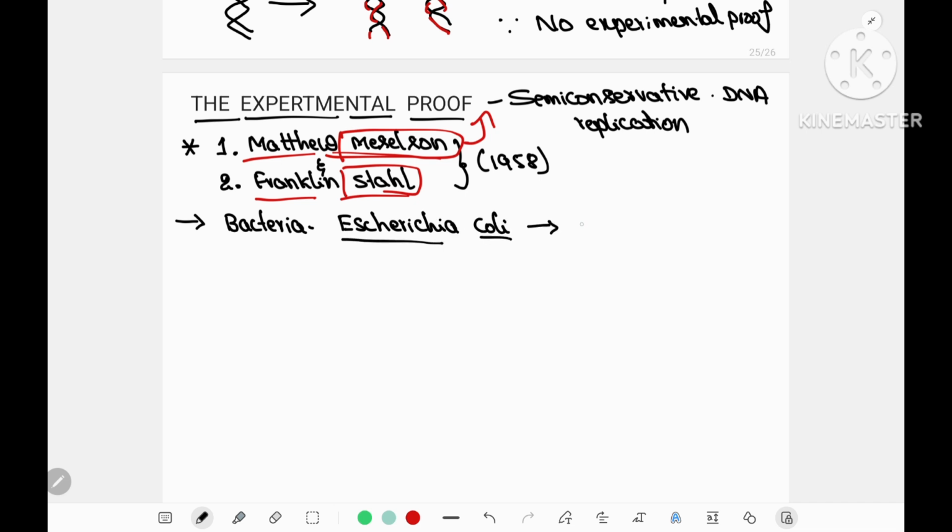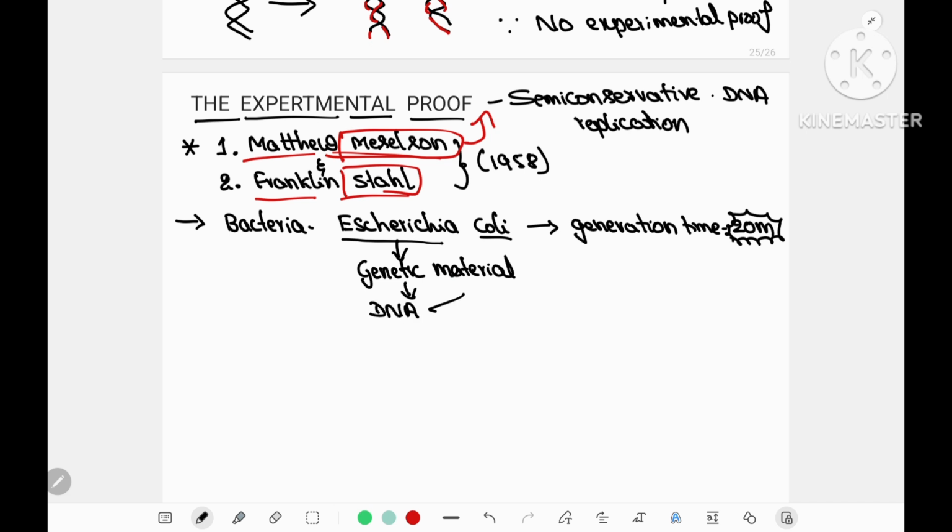During the experiment, they took the bacterium Escherichia coli, which multiplies every 20 minutes. That is the generation time. Every living organism has its own generation time. Likewise, the bacterium Escherichia coli will generate its new generation within 20 minutes. And Escherichia coli has genetic material, of course, which is DNA, and that DNA is not present in a nucleus. It is present as a nucleoid. You have studied this in packaging.